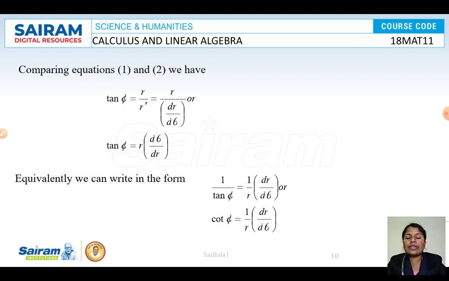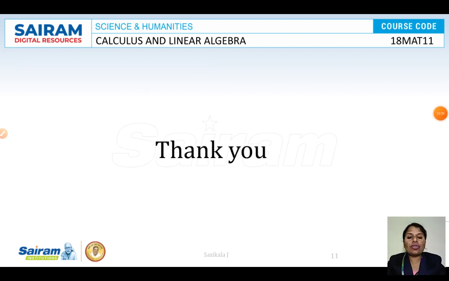Equivalently, we can write 1 by tan phi is equal to 1 by r into dr by d theta. That means taking the reciprocal of this equation. So 1 by tan is nothing but cot phi, equal to 1 by r into dr by d theta. So either you can use tan phi or cot phi. This is the theorem for the angle between the tangent and the radius vector. Okay. That's all. Thank you.